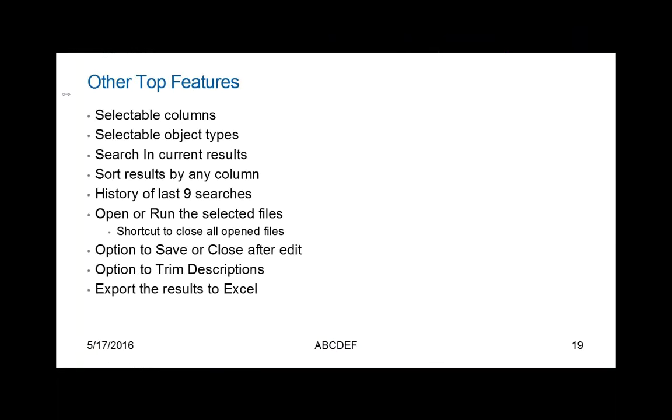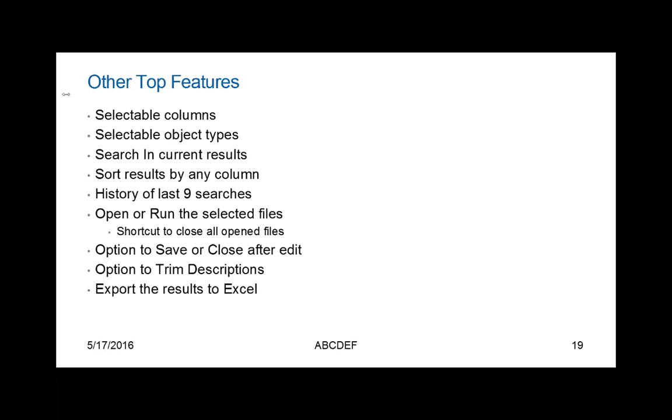So these are the top features. You can select the columns you want to see. You can select the object types you want to see. You can search in searches to get very fine results. You can sort by any of the columns. History of last 9 searches, whatever it is that you're doing, you'll probably want to do that again and again.